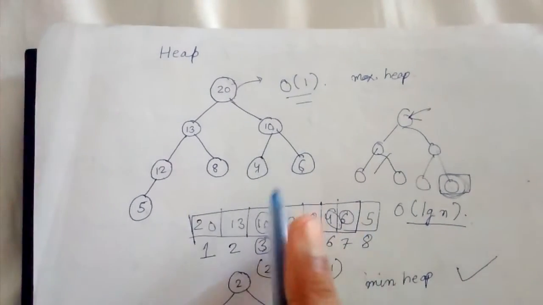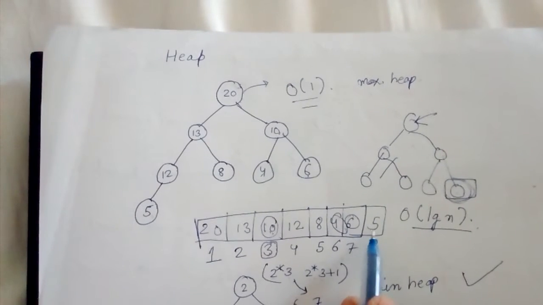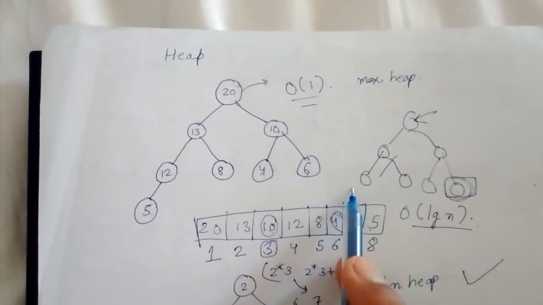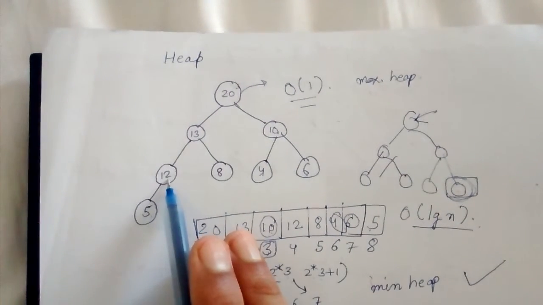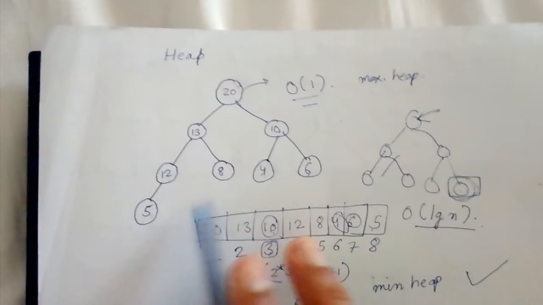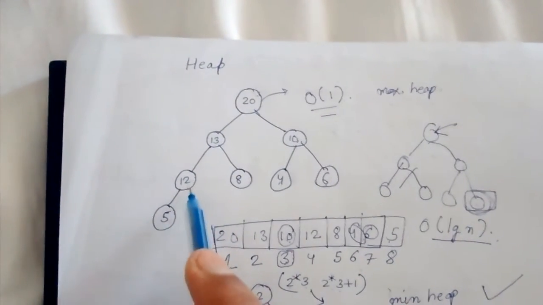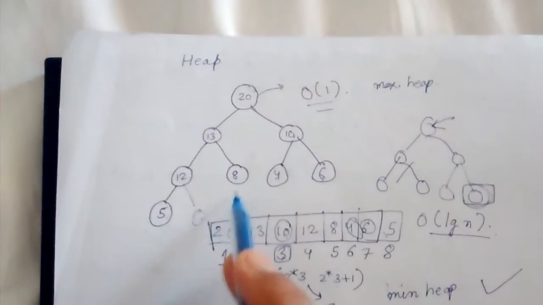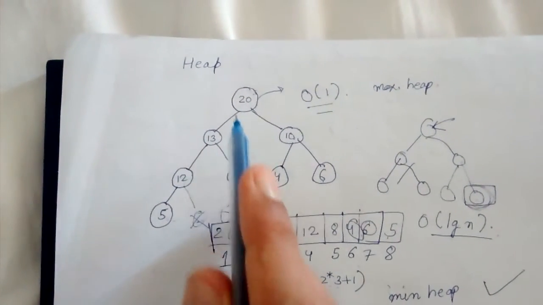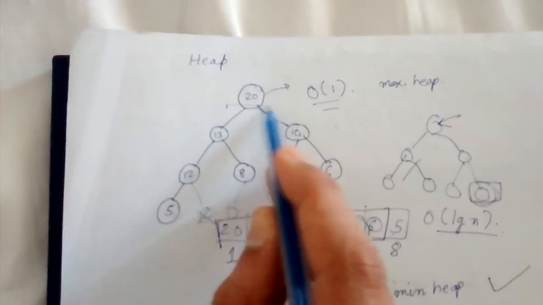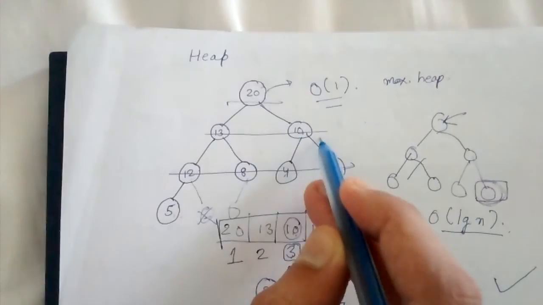Why I was saying this is a complete binary heap is because there are no gaps in the array. That is, after 6 I am storing 5, and if I want to add a next element, I will add here, not here. So this place can't be empty. So while storing in the array, we store in this fashion.